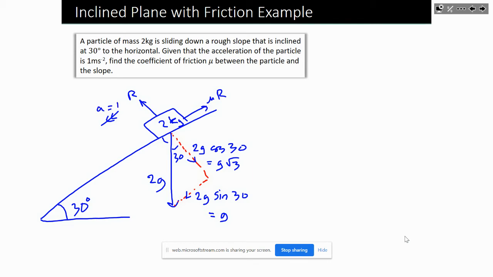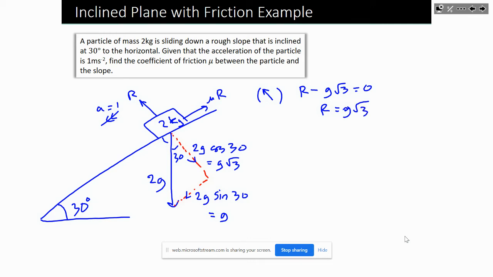So the first thing we'll do is resolve our forces perpendicular to the slope, which is always the first thing we should do because they're in equilibrium. Because they're in equilibrium, R minus g root 3, because that's our force opposite our normal reaction force, equals 0. So R equals g root 3.